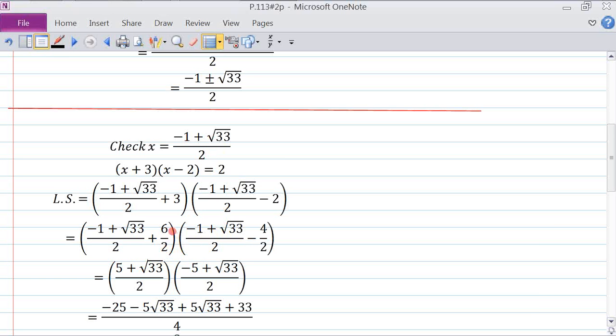So now what I'm going to do is get a common denominator. Instead of 3, I'm going to write 6 over 2. So I have the same denominator here. And instead of minus 2, I'm going to write 4 over 2, because 4 divided by 2 is 2. So now these two have the same common denominator. And you'll see minus 1 plus 6 gives me the plus 5. And minus 1 and minus 4 gives me minus 5 when I sum them. And I still have the plus root 33 over 2 and the plus root 33 over 2 here.